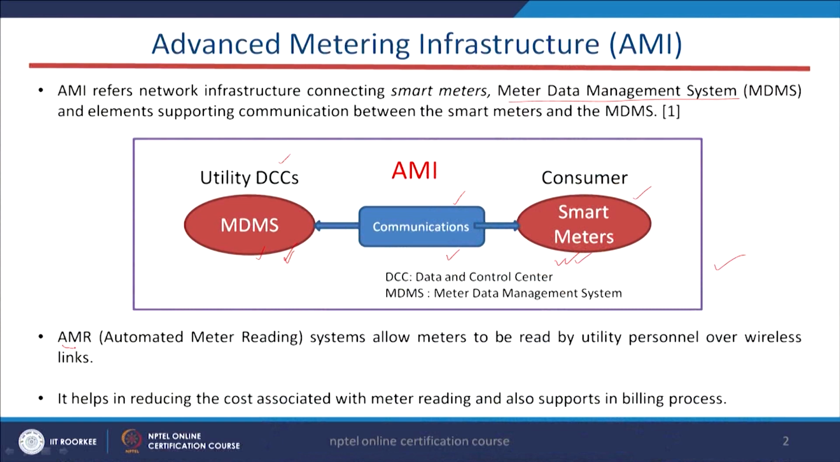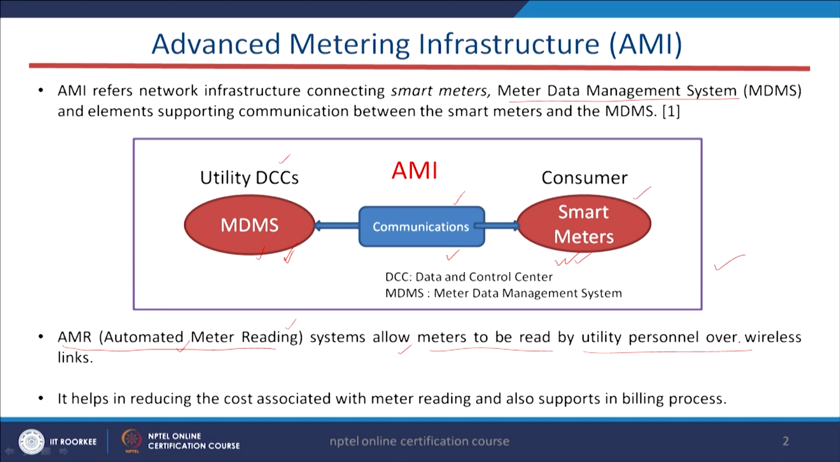Apart from this AMI, we also have AMR. This AMR stands for automated meter reading. What is the function of this AMR? AMR systems allow meters to be read by utility personnel over wireless links. What is the meaning of this?